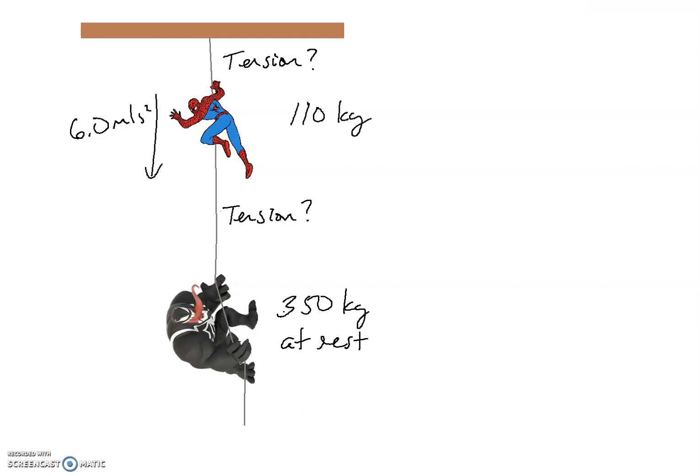If I start with Spider-Man, I can find his mg. His force of gravity is about 1,080 newtons. I'm going to do the exact same thing for Venom. I can just do mg: I take the 350 times 9.81, and I've got an mg of about 3,430 newtons. Okay, so let's see if that helps us out a little bit.